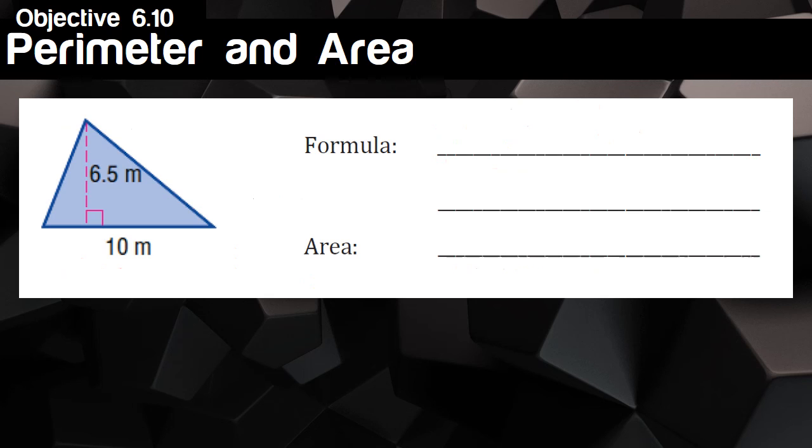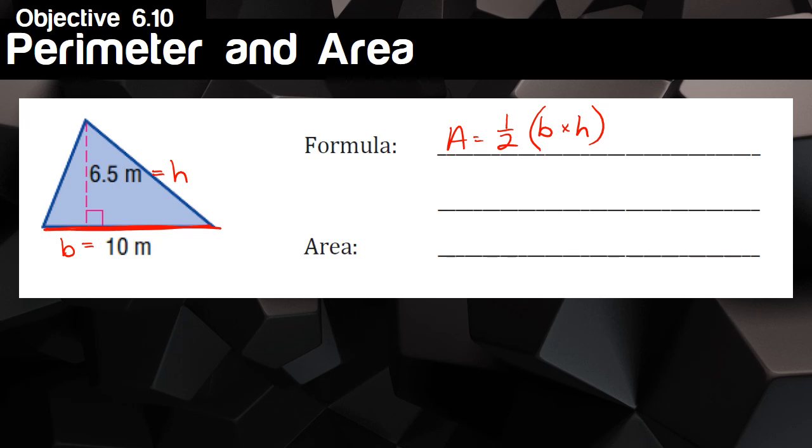So now let's go ahead and try this out. Our formula, we're always just going to rewrite this: area equals 1/2 base times height. Let's fill in some information here. We have this triangle. Our base is right here at the bottom, so let's label these. B would be equal to 10 meters. And this dotted line going up from the base to the opposite angle would be the height. So 6.5 meters would be the height.